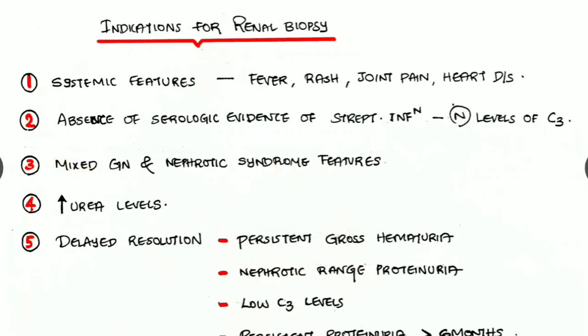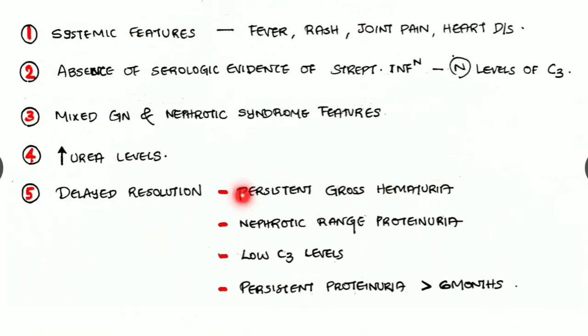Third, if there are mixed glomerulonephritis and nephrotic syndrome features. The fourth indication is very high levels of urea. The fifth one is if there is any delayed resolution, like persistent gross hematuria, nephrotic range proteinuria, very low C3 levels, and persistent proteinuria for more than 6 months.